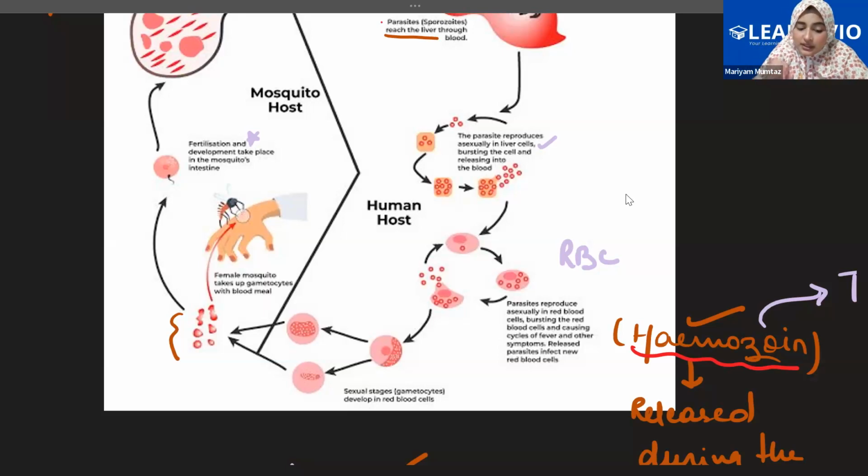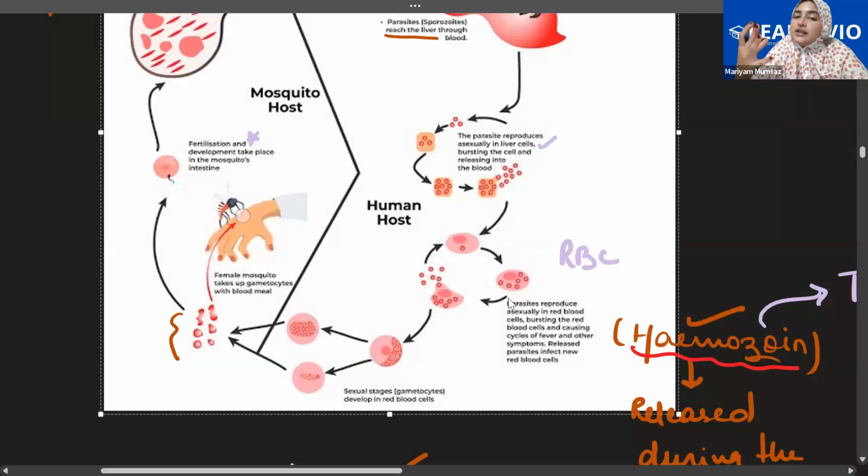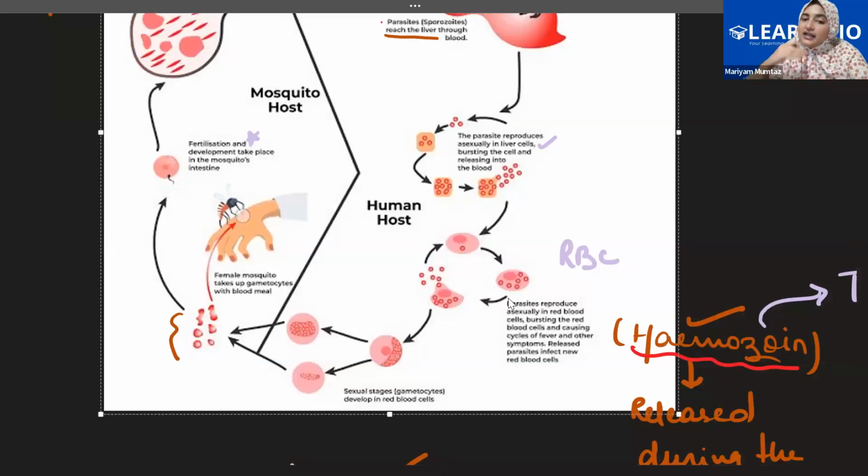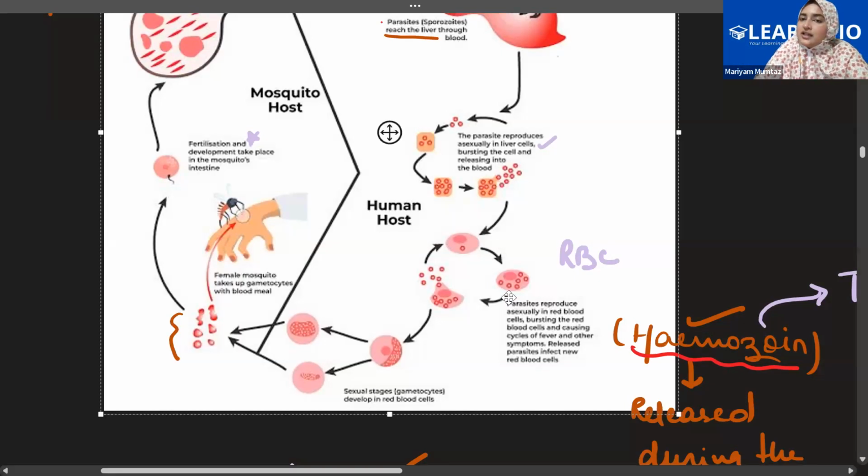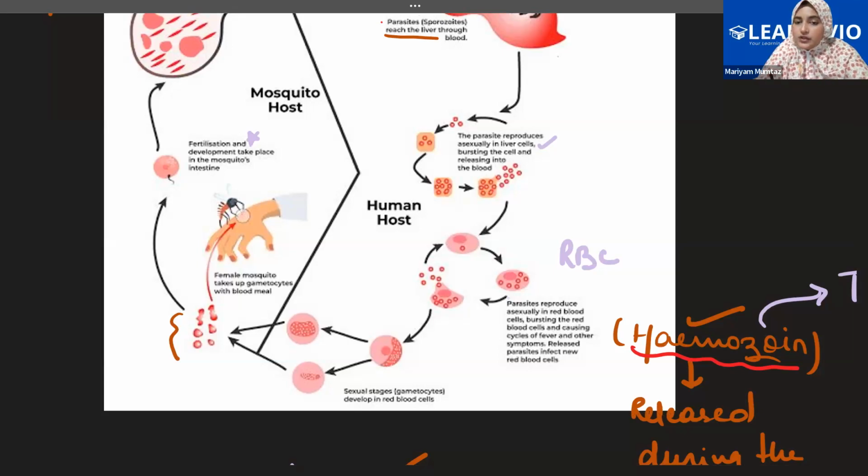Now, during that particular time, the new sporozoites that are formed by the asexual reproduction again infect new red blood cells and then again release from that. So in this way, all of these things keep on happening. In the liver there is asexual reproduction happening, and in the red blood cells also there is asexual reproduction happening. So parasites reproduce asexually in red blood cells, bursting the red blood cell and causing cycles of fever and other symptoms.